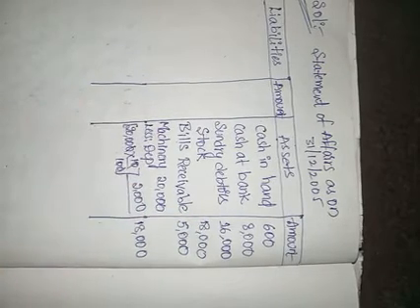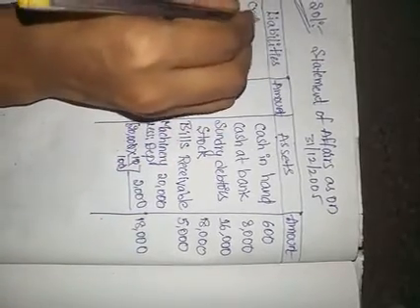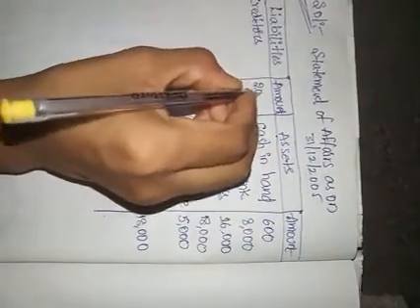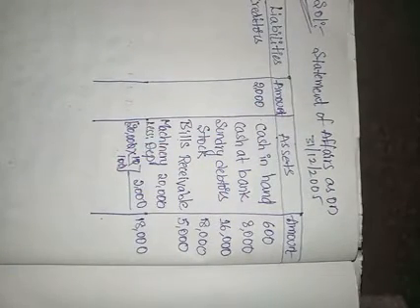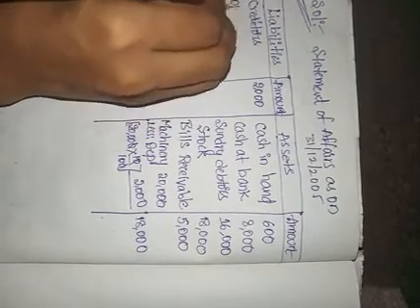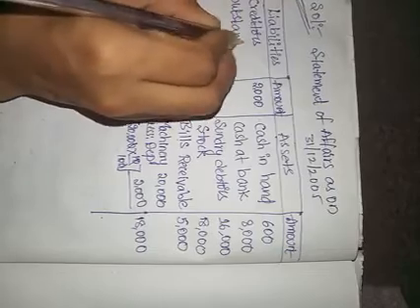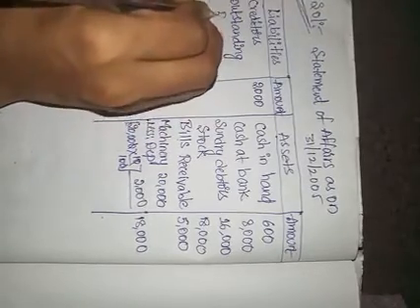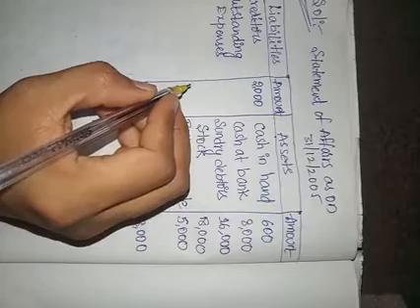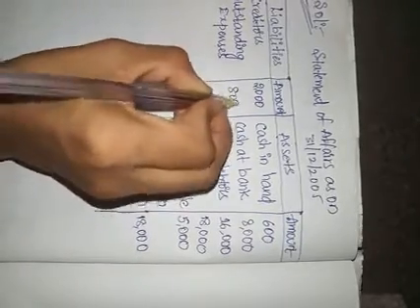Next, coming to the liability side is creditors. Creditors is rupees 2,000. The next is outstanding expenses. Outstanding expenses is rupees 800.